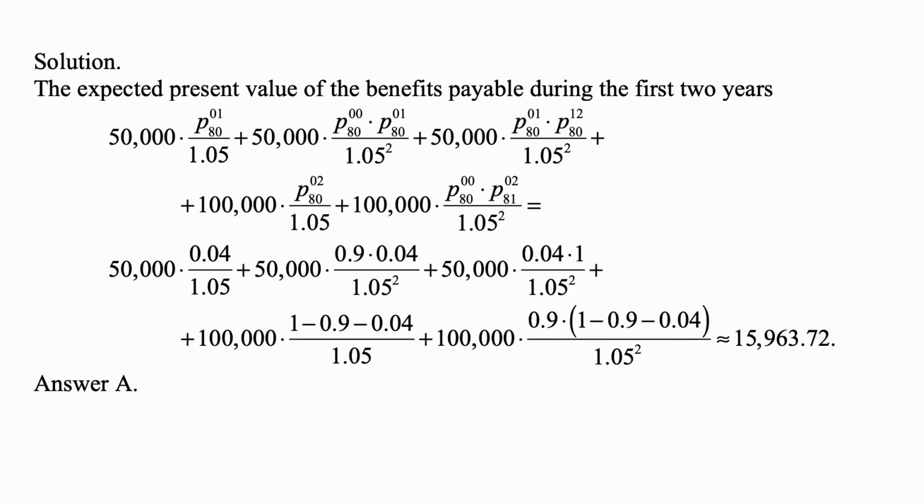And here's the solution. The expected present value of the benefits payable during the first 2 years is 50,000 times the probability of transitioning from state 0 to state 1 within the year at age 80, divided by 1.05 to calculate the present value, because of the payment being at the end of the first year, plus 50,000 times the probability of staying in state 0 in the first year, and then transitioning from state 0 to state 1 the second year, and divided by 1.05 squared to calculate the present value from time 2, plus 50,000 times probability of transitioning from state 0 to state 1 at age 80, and then transitioning from state 1 to state 2 at age 81.